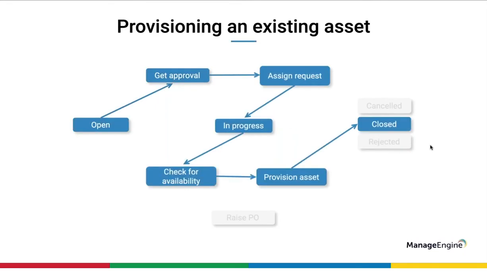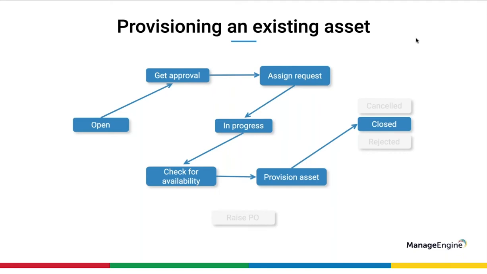So, provisioning an existing asset. This is how the flow of the request will look if you are going to provide an existing asset. So the request arrives at the help desk. It's in the open state. Now it is sent for approval. So the approving manager can approve it. Once approved, the request is going to be assigned to a technician.